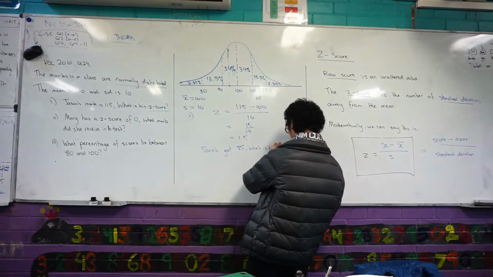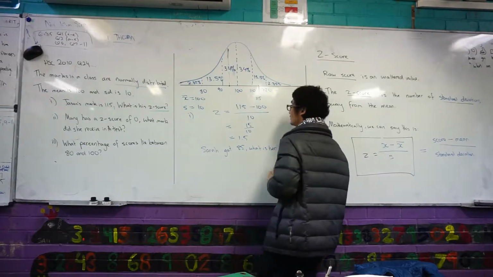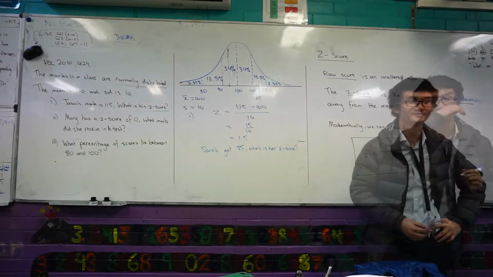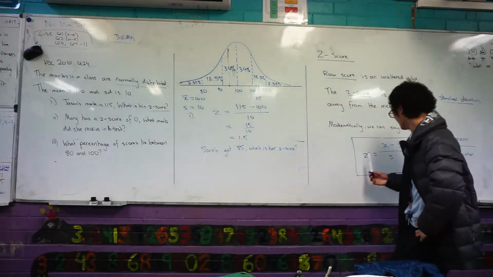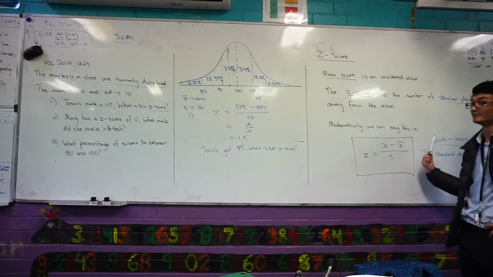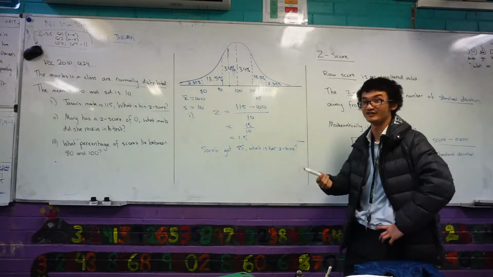Right, so we want to use the same format. We want to use the score subtracted by the mean and then divided by the standard deviation. I'll show you why in a second.